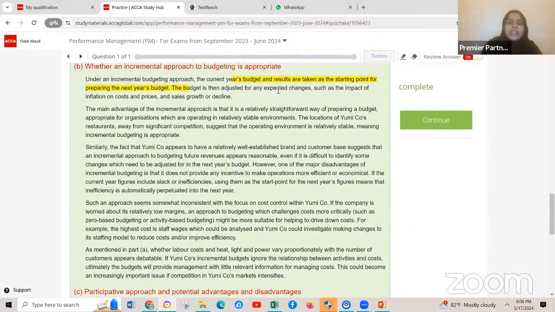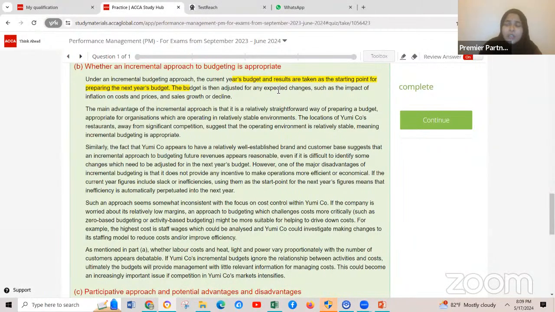The main advantage of the incremental approach is that it is a very straightforward way of preparing a budget. So you start by talking about the advantages of this system. Appropriate for organizations which are operating in relatively stable environments. It's appropriate for companies in a stable environment. The location of Yumiko's restaurant away from significant competition suggests that the operating environment is relatively stable, meaning incremental budgeting may be appropriate for them, because they have told them that they don't have that many competitors.